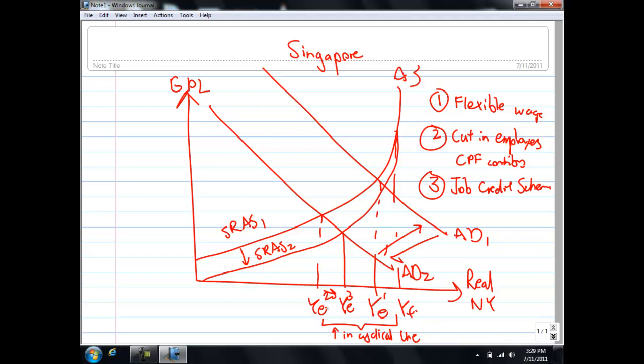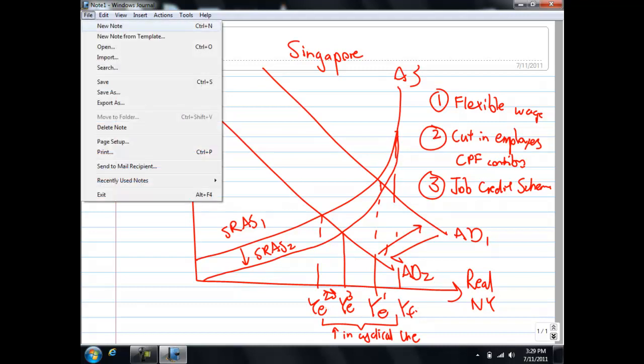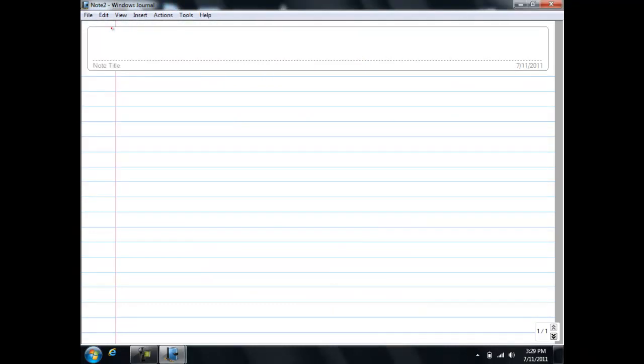Okay, let's now explain how our CPF policy works in Singapore. Let me use a new piece of paper. Now, let's say, for example, when you find work in Singapore, your monthly wage is 2,000. Okay, so this slide is to explain to you how our CPF works.